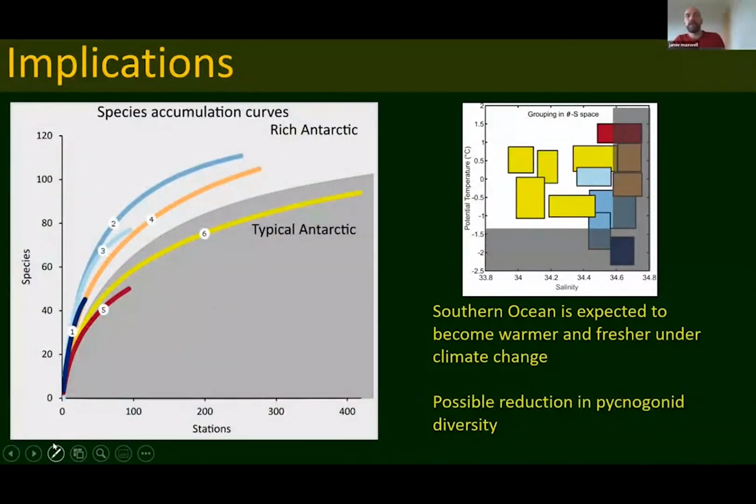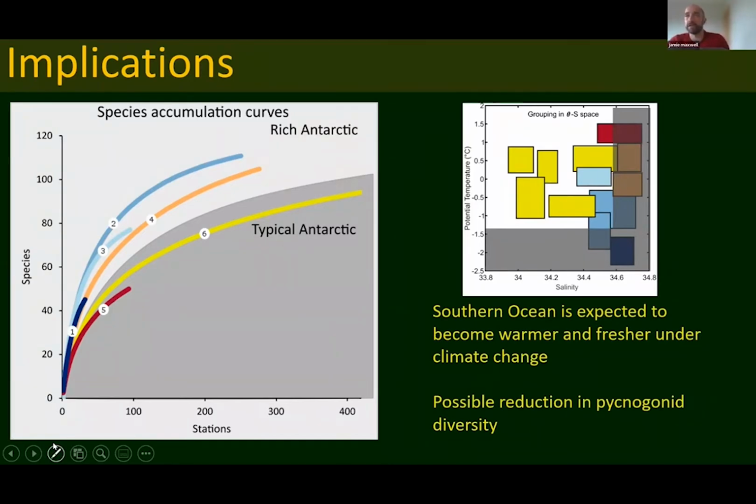So what does this all mean? Well, you can see from the species accumulation curves on the left there that the assemblages more associated with the Weddell Sea have a rich Antarctic diversity. So they have a higher species richness than the ones associated with the warmer Western Antarctic Peninsula. And as you probably all know, it's expected to get fresher and warmer under climate change.